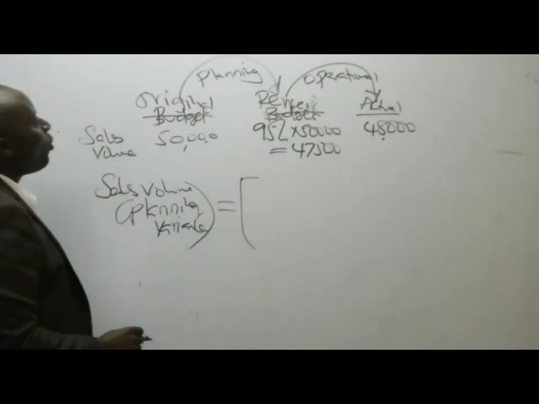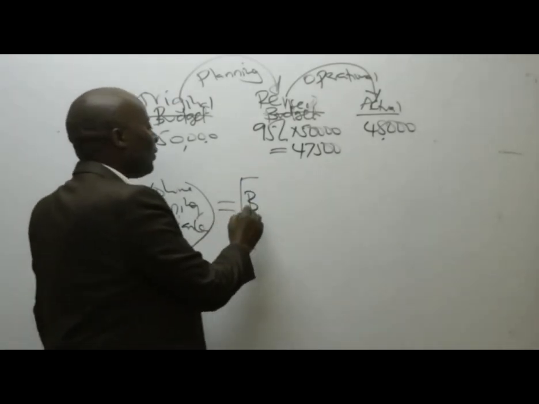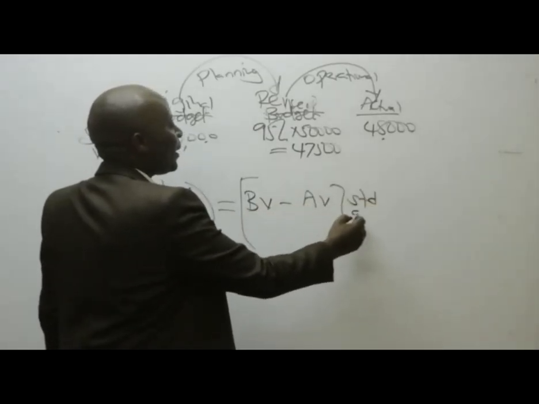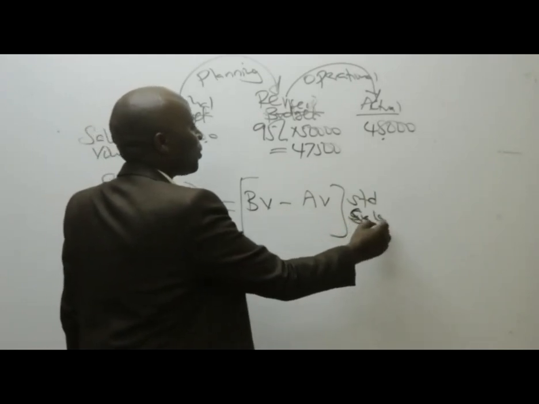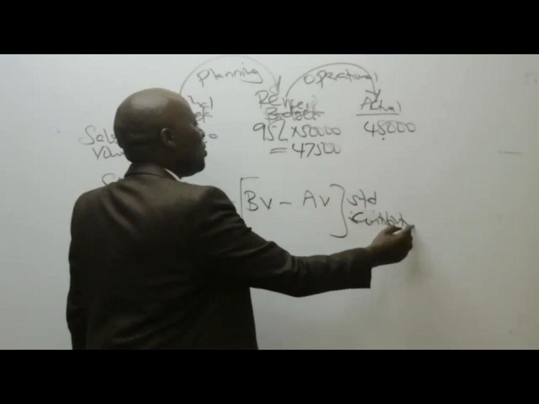We have our original budget formula. The formula is normal: budgeted volume minus actual volume, multiplied by the standard contribution, the sales contribution. Talk of standard contribution margin.